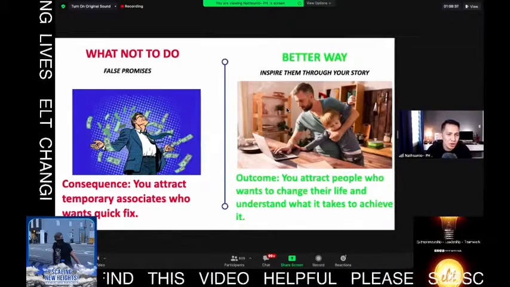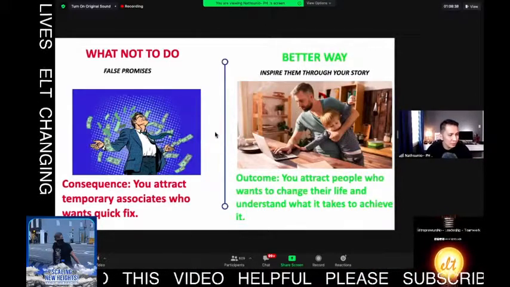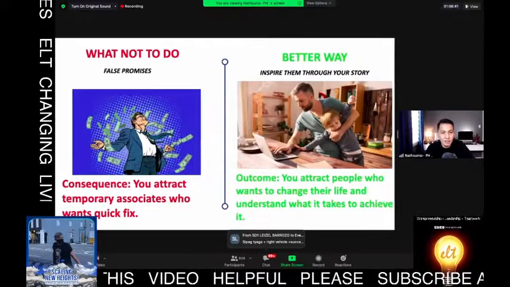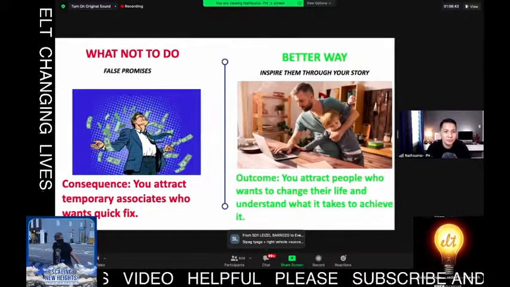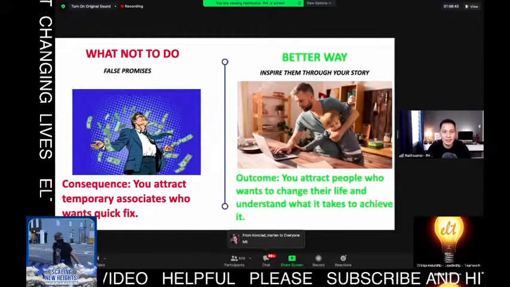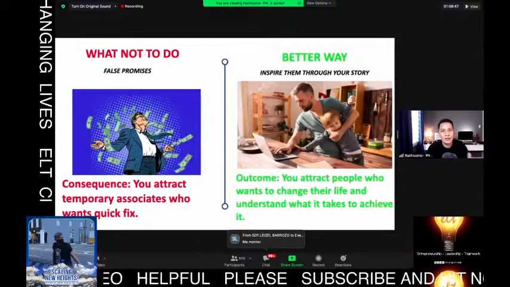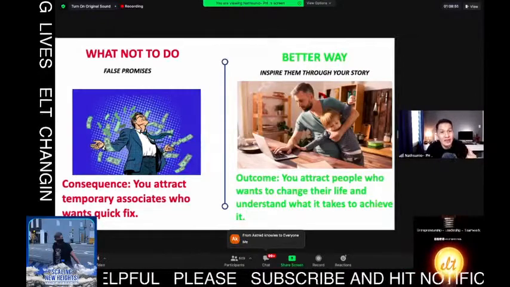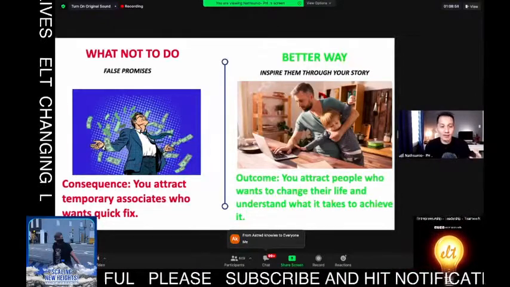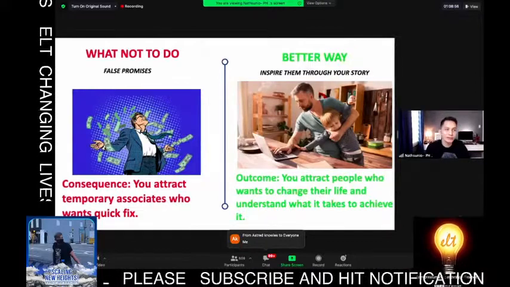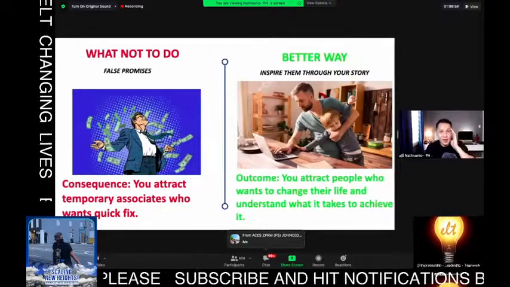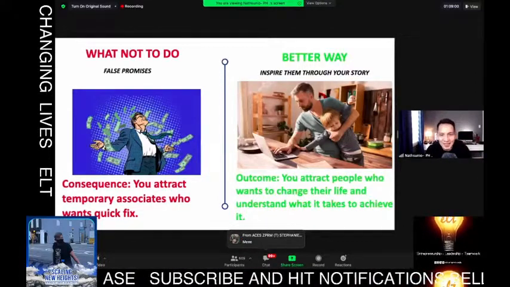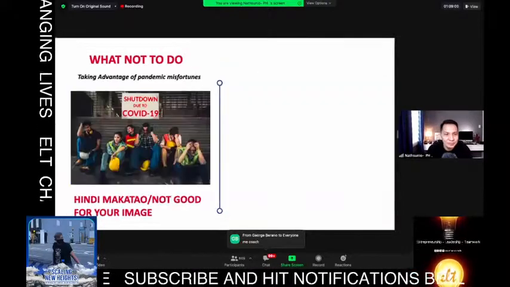Sino sa inyo yung nag-join because na-inspire kayo sa story ng mga tao na nag-present sa inyo? You see, it's an effective way of promoting your business. Okay? Importante yan. Kasi pag ito yung mga taong nag-join na naintindihan yung story mo, definitely they have higher chances that they will be active sa negosyo na ito, than those na magugulat, kailangan ko pala mag-invite, kailangan pala ganito yung gawin, okay? So, keep yan. What else?